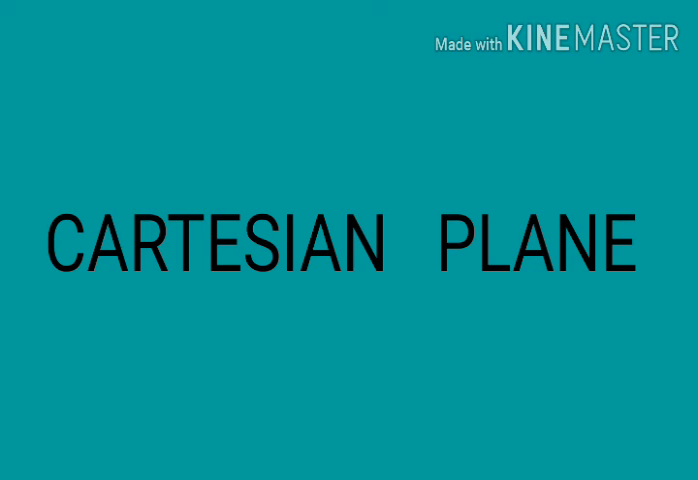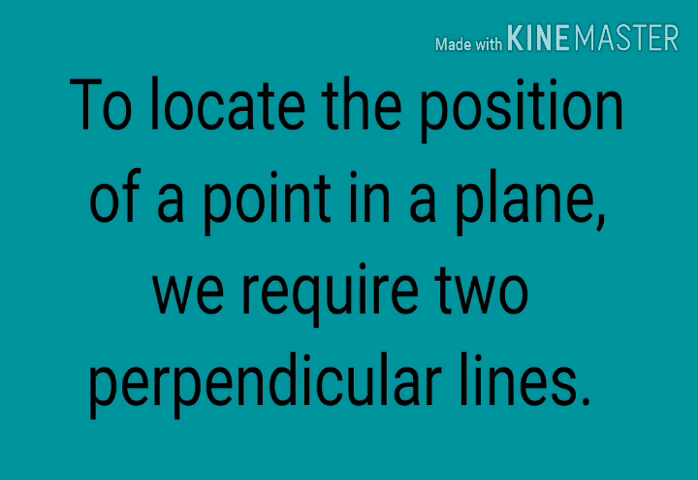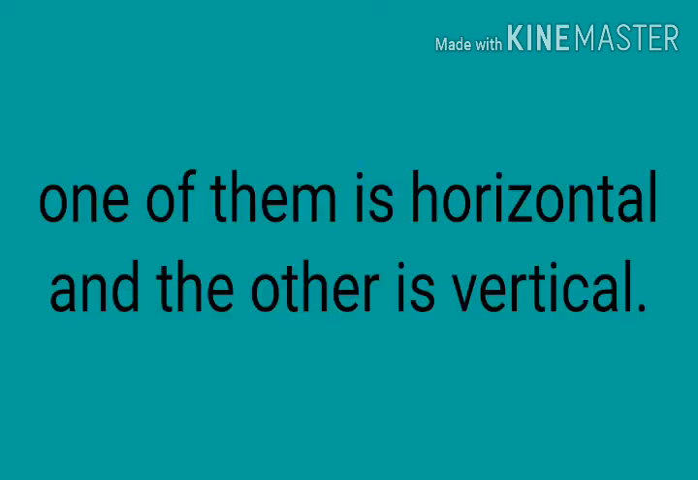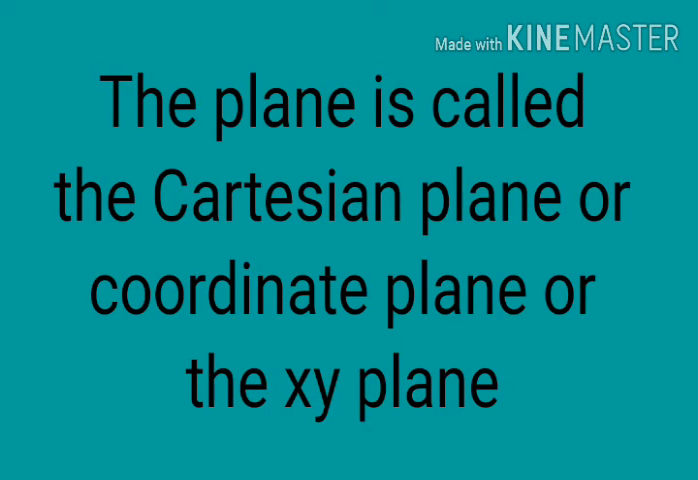This is lesson 3, coordinate geometry. In this chapter first we can discuss what the Cartesian plane is. To locate the position of a point in a plane, we require two perpendicular lines. One of them is horizontal and the other is vertical. The plane is called Cartesian plane, or its other names are coordinate plane or XY plane.